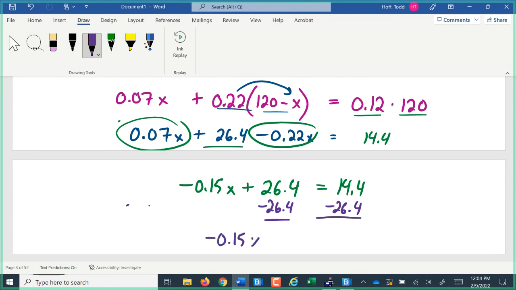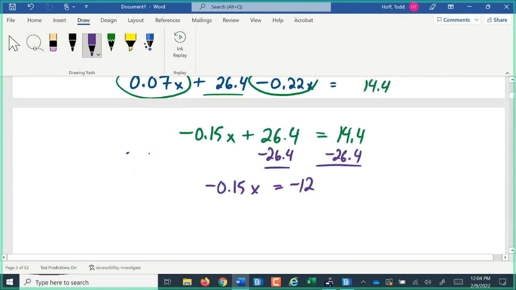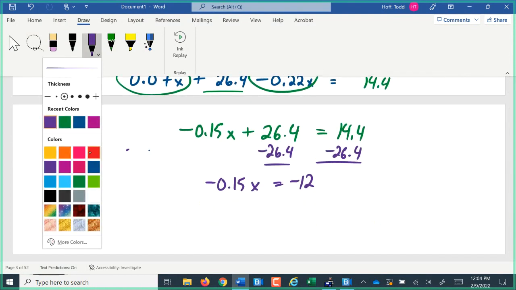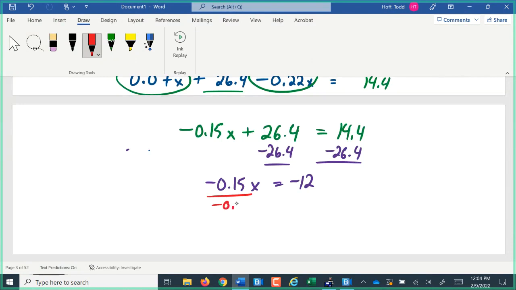Negative 0.15x equals, this ends up being a negative 12. Now we divide by negative 0.15. On the left side, the negative 0.15's cancel out, leaving us with x. On the right side, negative 12 divided by negative 0.15 is 80. So again, we've solved the equation.